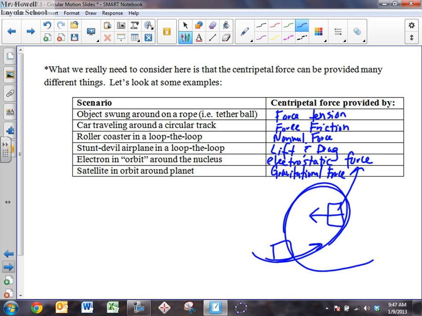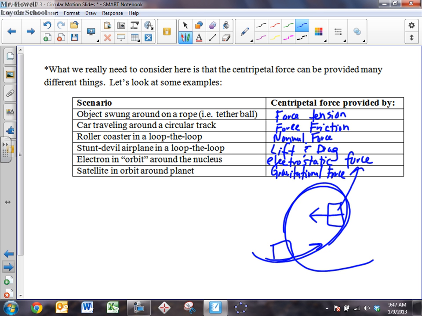The idea is this, though. The whole idea of this is to summarize. Centripetal force is a theory or an entity, but it's not always the same thing. So when I spin something on a rope, it's tension. When it's something revolving around a planet, it's gravity. So the centripetal force is provided by different things based on the scenario. Is that clear?